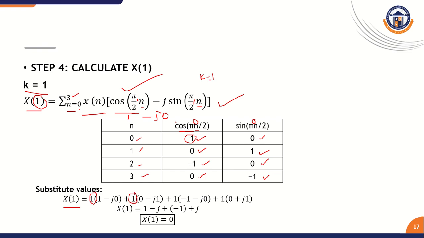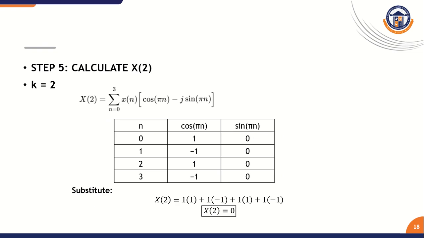This is the value of x of n, that is x of 0, x of 1, x of 2, then x of 3. So this term is 1 minus 0, that is here 0 minus j1. Then minus 1, 0. Then 0 minus into minus plus j1. Finally, we obtain capital X of 1 value equal to 0.